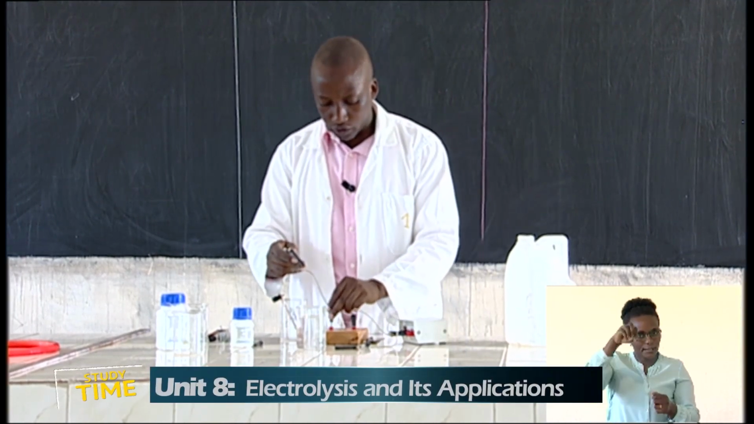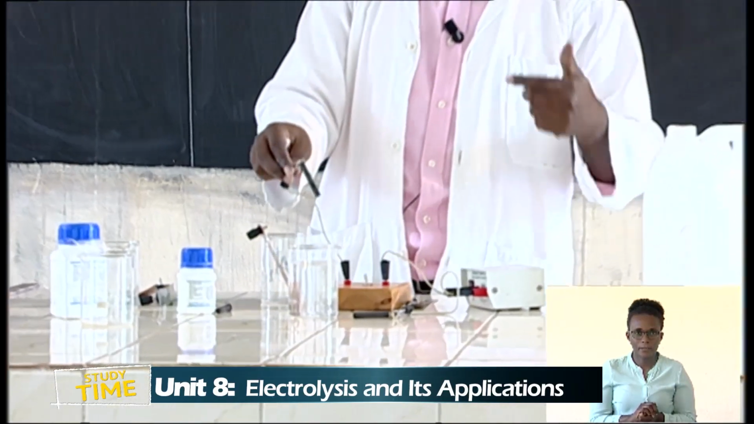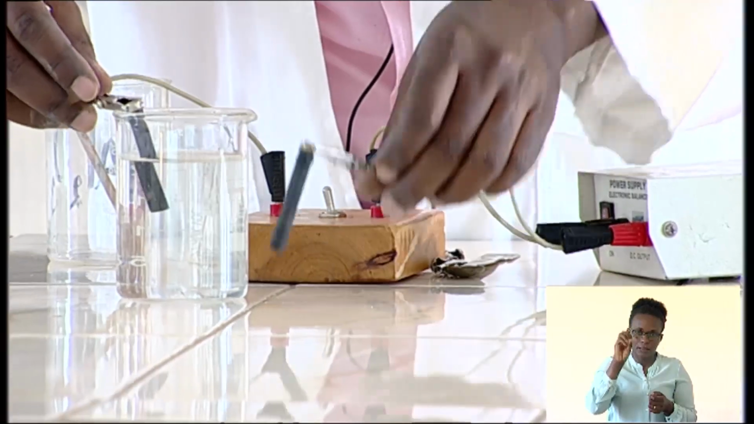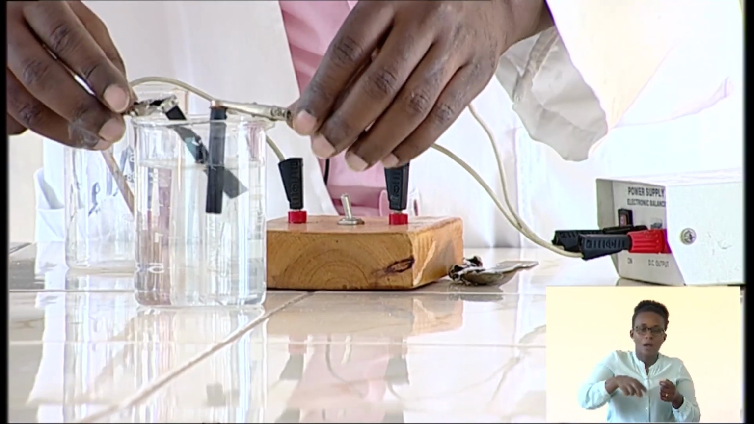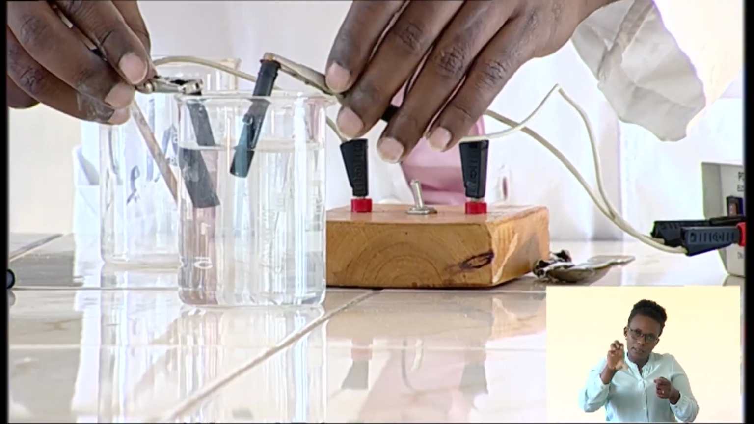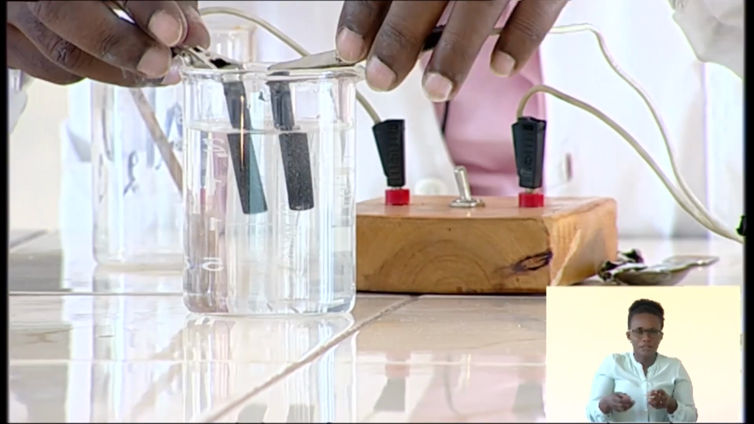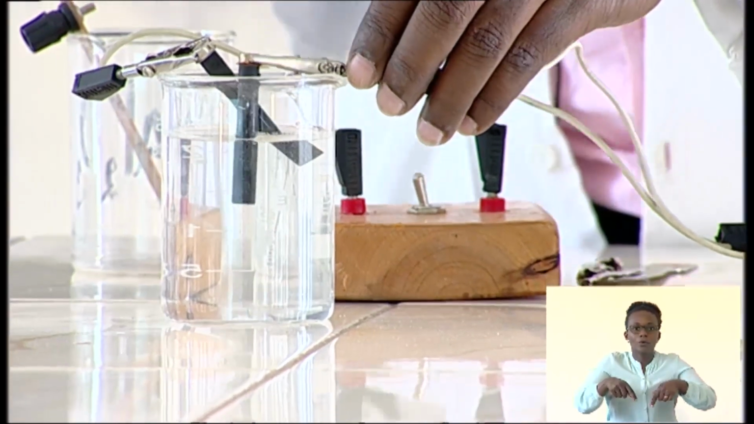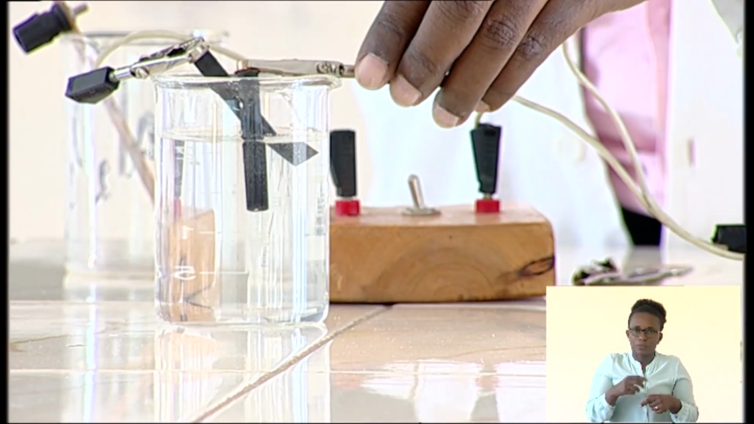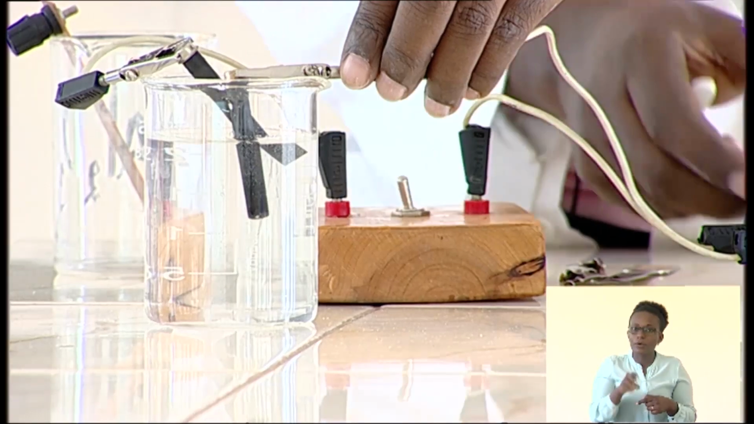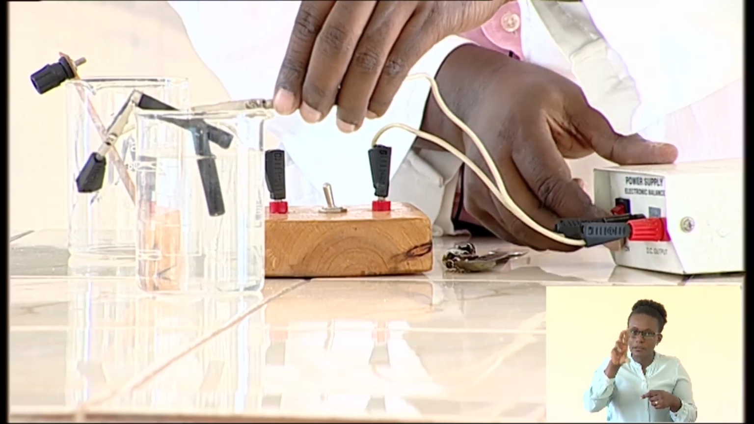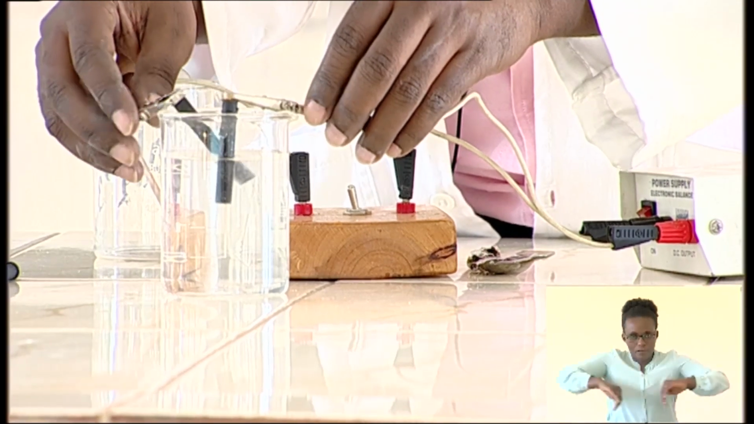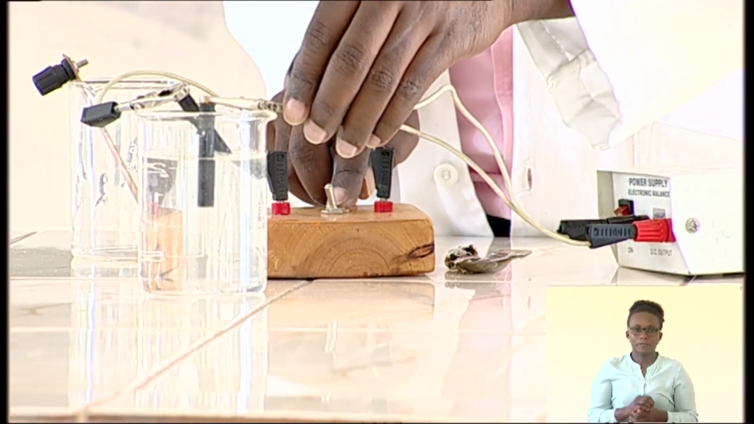I'm going to insert these electrodes into the solution, and then you will be observing what happens in the solution. I've not switched on. I'm trying to put these electrodes inside the solution. You have to make sure these electrodes are not touching each other. You have to separate them. Once I switch on, I first switch on this one to make sure the electric current is passing. The switch is already on.